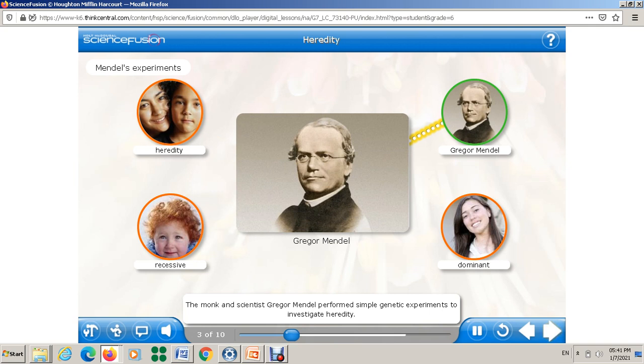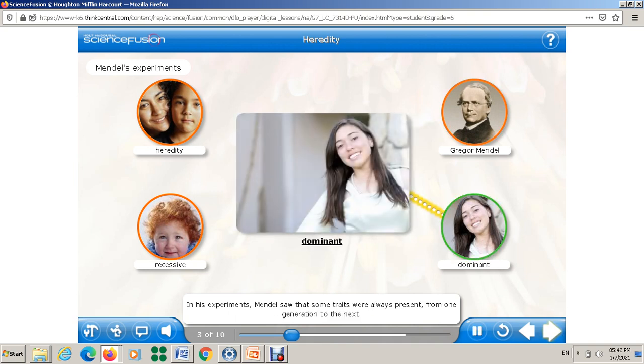The monk and scientist Gregor Mendel performed simple genetic experiments to investigate heredity. By cross-pollinating different pea plants that each had particular traits, he discovered that traits can be dominant or recessive. In his experiments, Mendel saw that some traits were always present from one generation to the next. He called these the dominant traits.